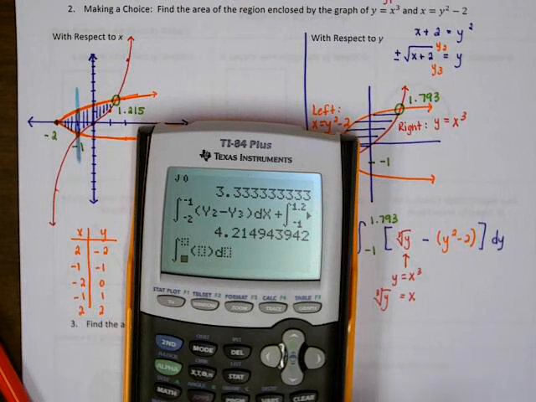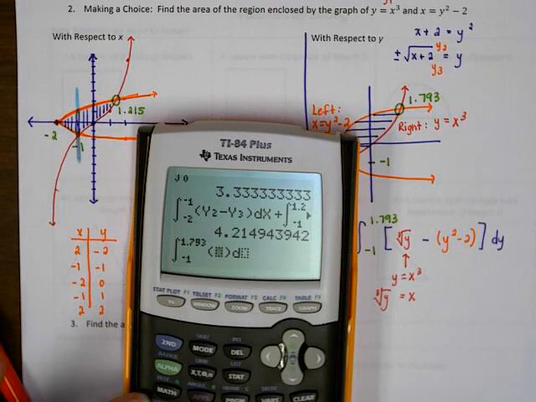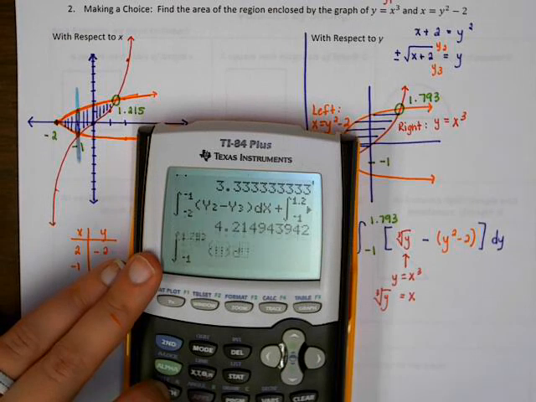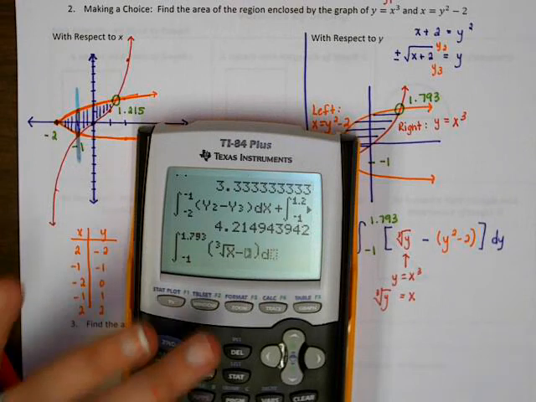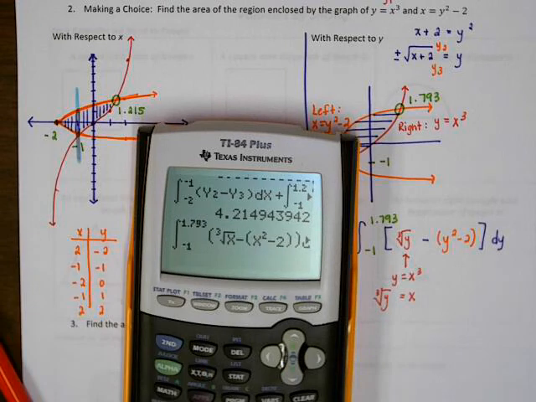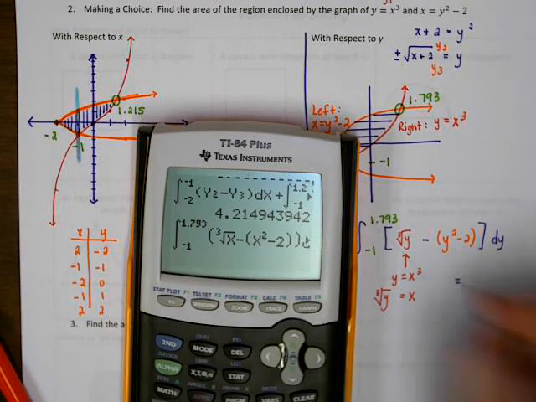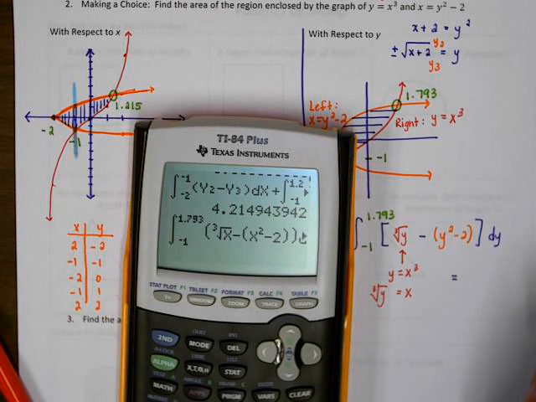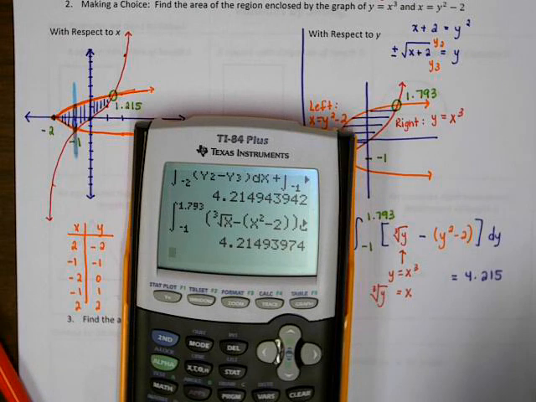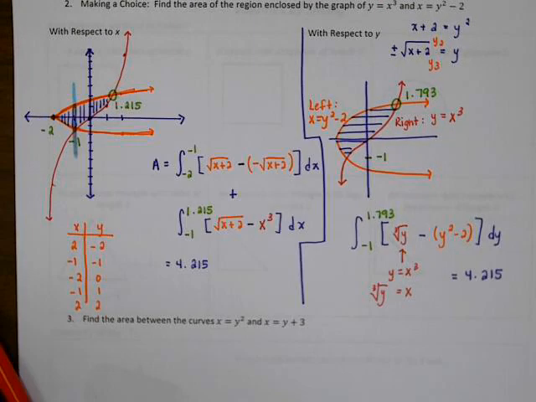Now, I'm going to type this in. So, -1 to 1.793. Now remember, even though this says y, you're just going to type in x's on your calculator and that's okay. So to type in cube root, you can go to math, and the third thing is cube root, minus x squared minus 2 dx, and I got 4.215. You'll notice this answer and this answer are exactly the same. It's just two different ways of getting at the same thing.